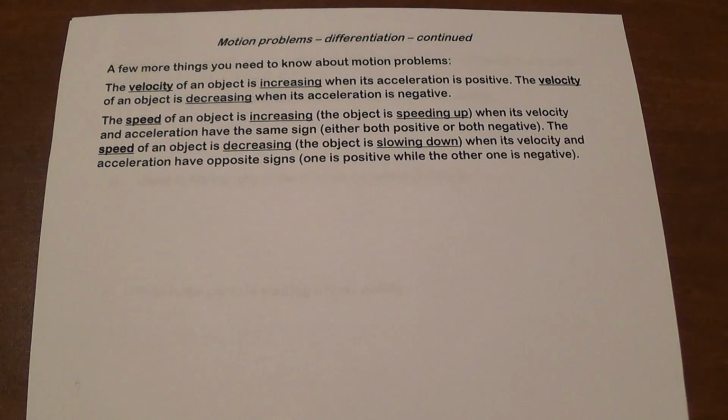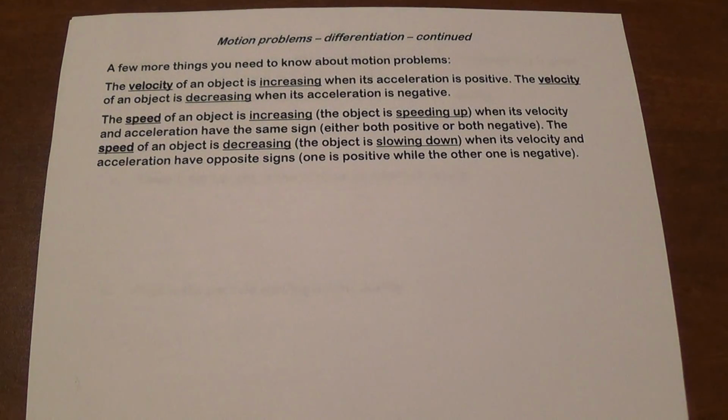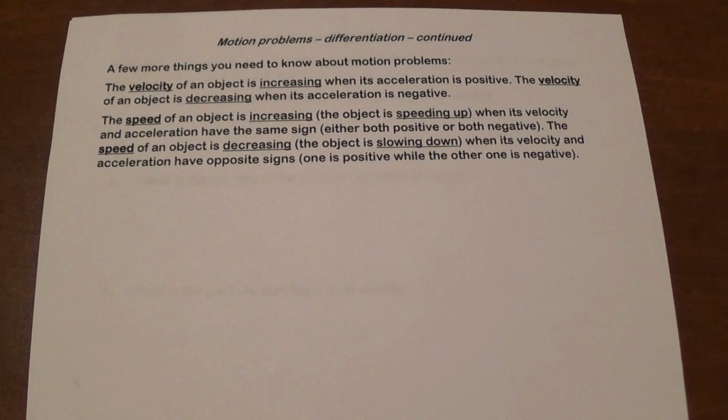Hi, so this video here is dedicated to some more differentiation being used with motion problems. So what you need to know is the velocity of an object will be increasing when its acceleration is positive, and the velocity will be decreasing when the acceleration is negative. That's pretty simple. But you often have questions when they're asking you about the speed.